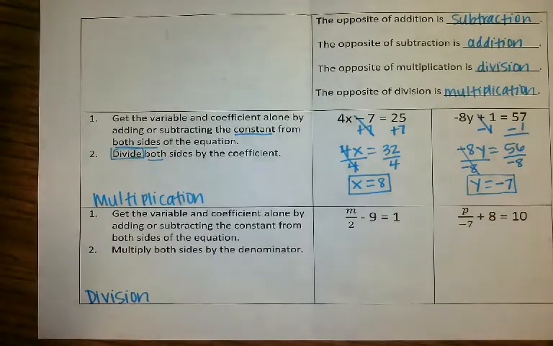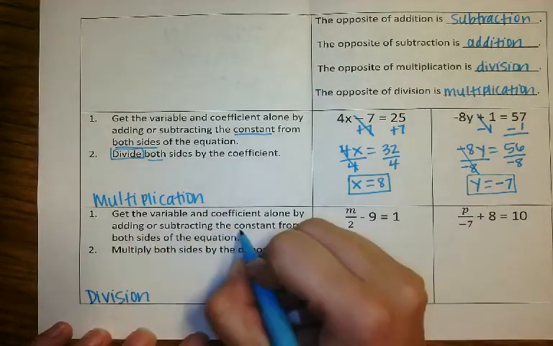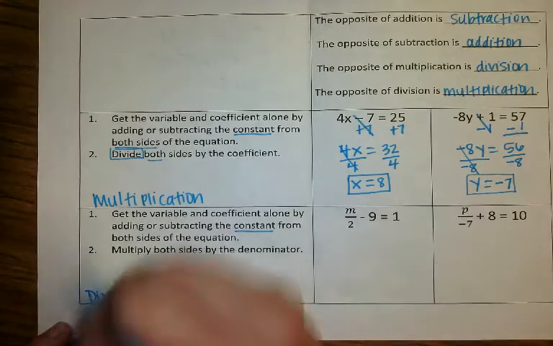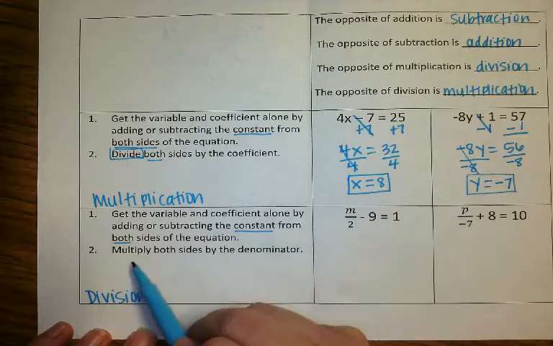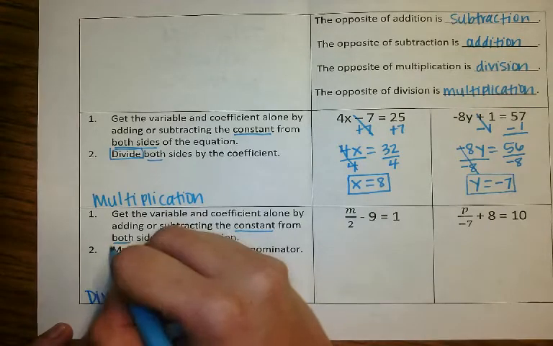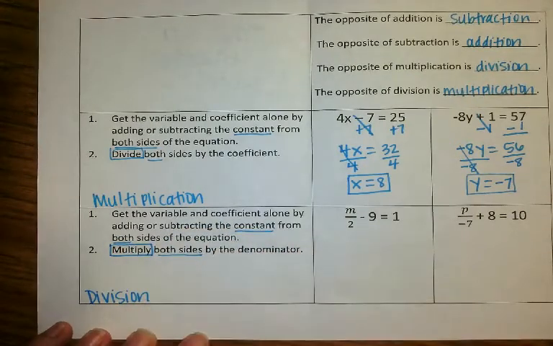When we are solving two-step equations with division, we have the same first step. We want to add or subtract the constant from both sides to isolate the variable and coefficient. And then the second step is going to be to multiply both sides by whatever number is the denominator.